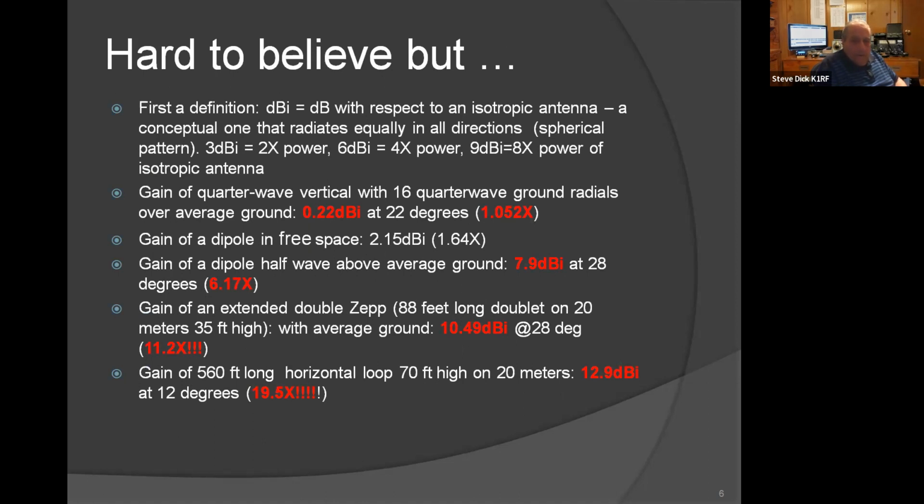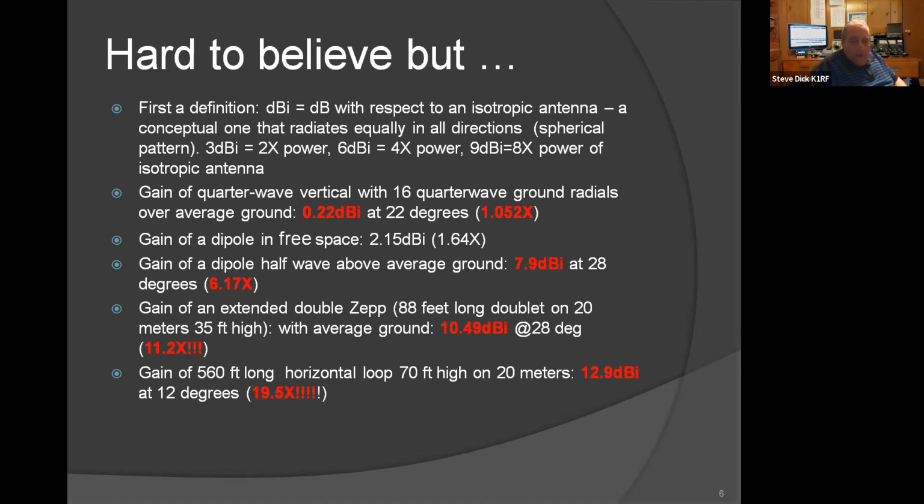dBi, dB isotropic, is dB with respect to an isotropic antenna, which is a conceptual antenna that radiates equally in all directions in a spherical pattern. So 3 dBi, for example, would be twice the power of an isotropic antenna. 6 dBi would be 4 times the power. 9 dBi would be 8 times the power. Every 3 dB doubles the power.